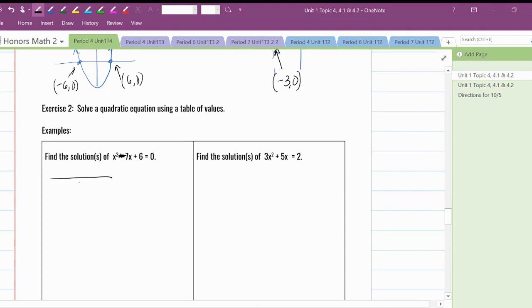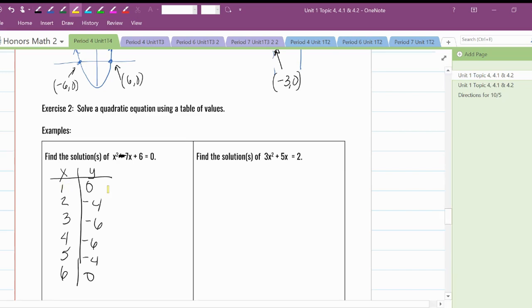Now, using our table of values, we can find the solution. There's a video if you need to refresh how to get the table. I will show you how to do that. And I got these values right from the graphing calculator.